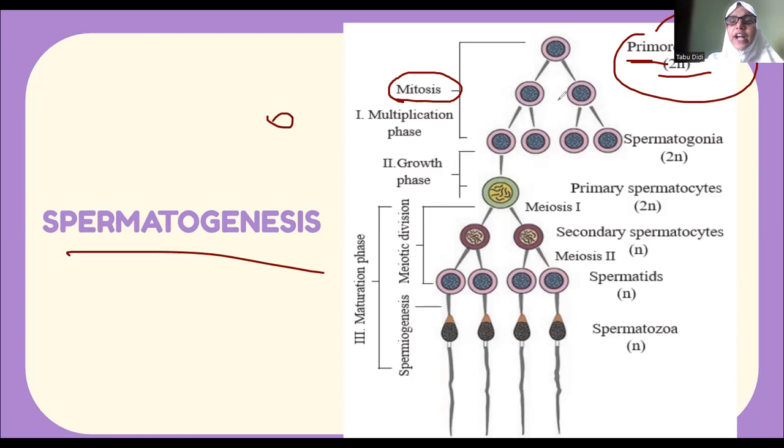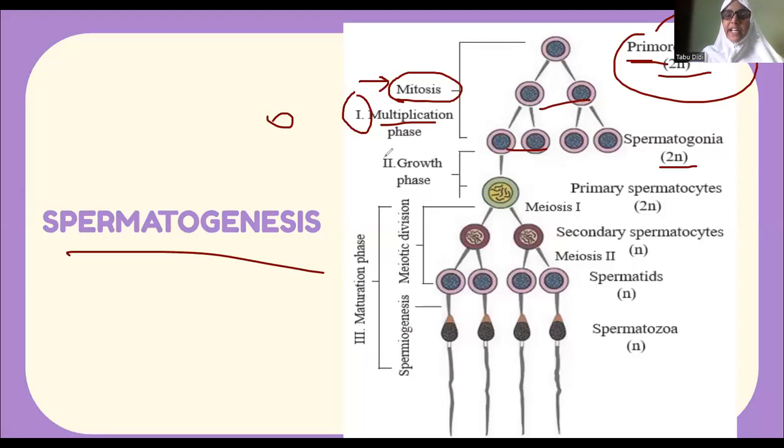So from 1, it will result into 2. This will then again divide, then 2, then this will again divide. The chromosome state will remain the same because which type of cell division is taking place? Mitotic cell division. So the first stage is the multiplication stage. The primordial cell will increase its number by multiplying, by doing mitotic cell division. And what will be the chromosome state at this stage? Diploid. Okay.